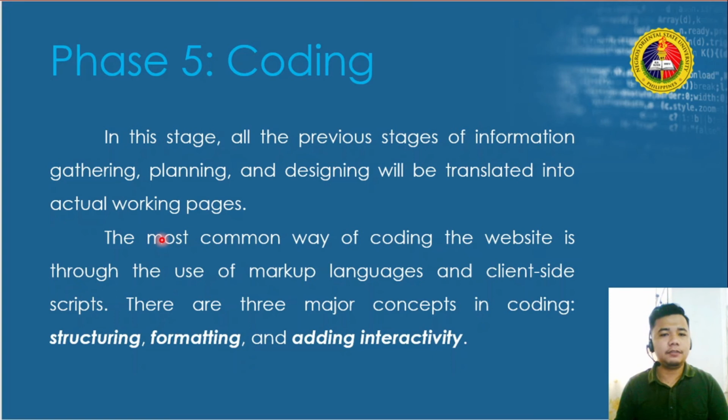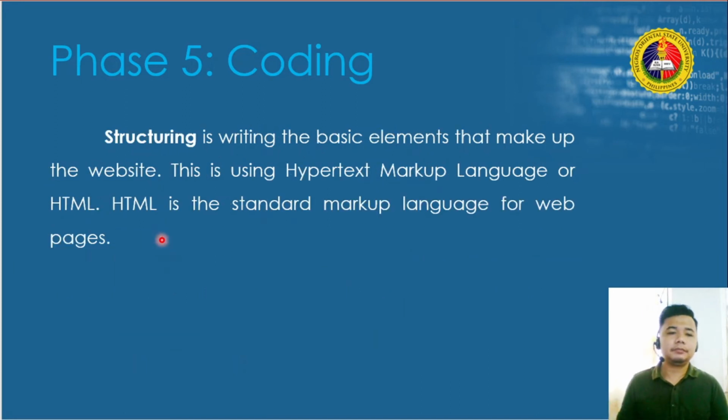And in phase 5, we have coding. In this stage, all the previous stages of information gathering, planning, and designing will be translated into actual working pages. So the most common way of coding the website is through the use of markup languages and client-side scripts. So there are 3 major concepts in coding. We have structuring, formatting, and adding interactivity.